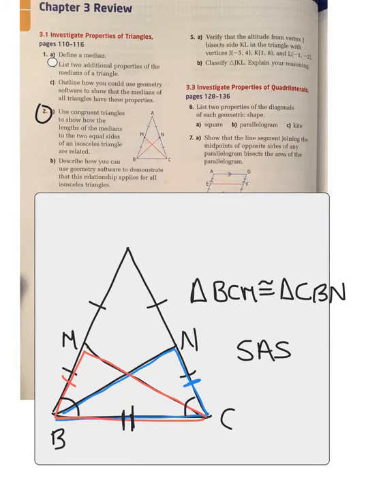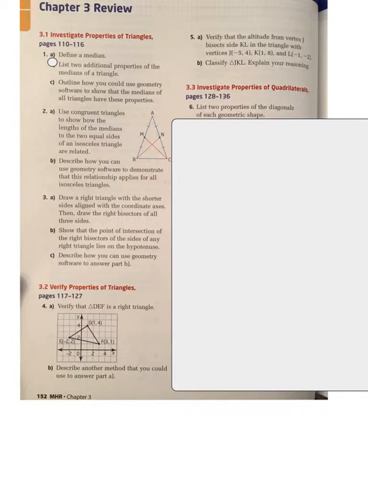Part B talks about geometry software to determine this relationship applies for all isosceles triangles. Okay, well, you need to get the software. We haven't got that. So question 3 talks about drawing and doing the right bisectors. This is something you have to do on your own in terms of drawing a diagram and show that the point of intersection of the right bisectors of the sides of any triangle lies on the hypotenuse. So you're talking about a right triangle.